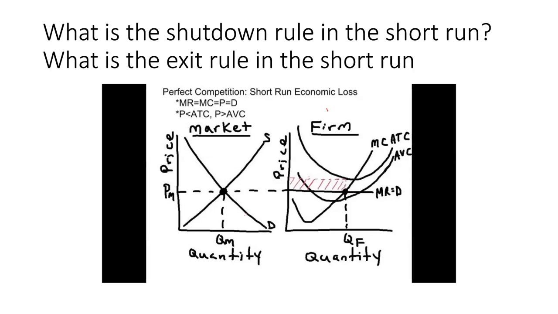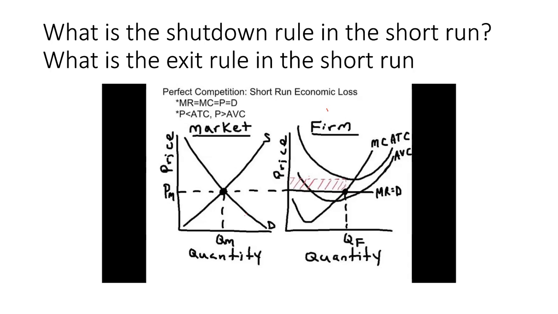All right, so Dan, while I have you, the shutdown rule would be what? Isn't that when the AVC is over the price you're paying? Yeah, if price is below AVC, or AVC is above price. All right, and the reason for it is, what is between the AVC and the ATC? What is this area? AFC. So right now, I'm paying some of my fixed cost, so it's worth staying in business. But if I was below that, I wouldn't be paying any fixed cost.